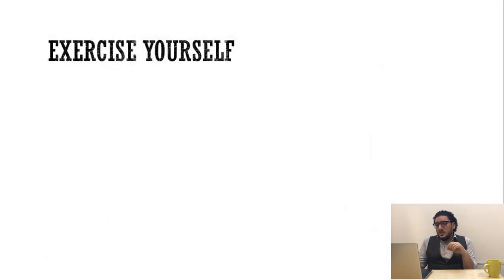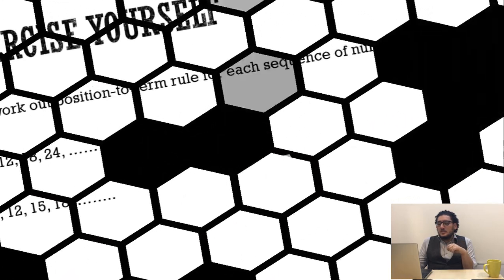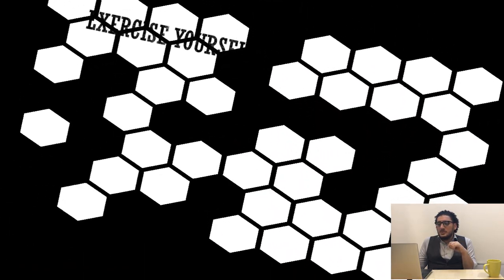Okay, now I want you to exercise yourself. We have two questions. The first one: work out the position-to-term rule for each sequence of numbers. The first sequence will be 6, 12, 18, 24. The second one will be 9, 12, 15, 18. This is the first question.